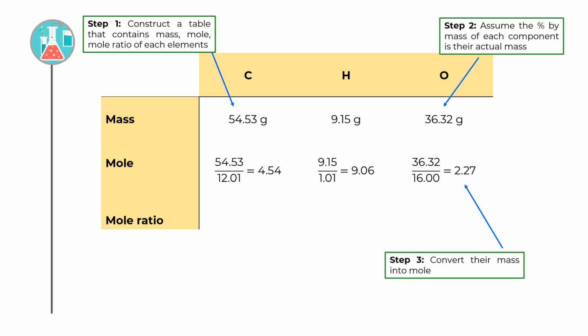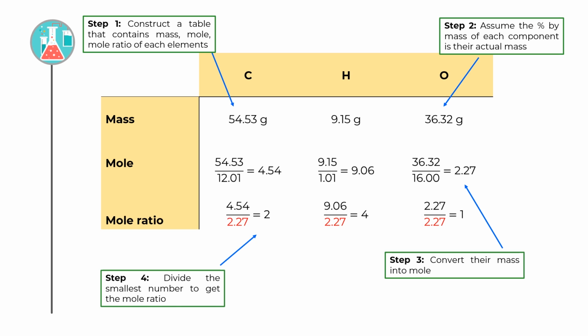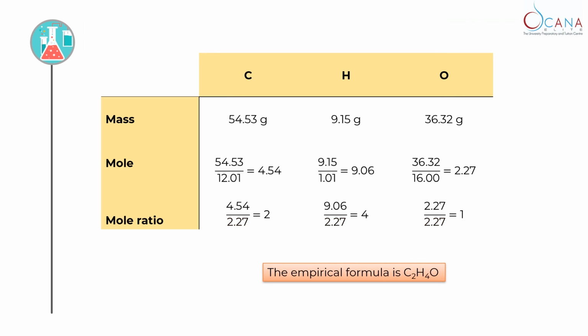And after we get the mole, in step 4, we can divide by the smallest number to get the mole ratios. Among the 3 elements, oxygen has the smallest number of moles, so we can divide the number of moles of each element by 2.27, which is the number of moles of the oxygen. Approximating to the nearest integer if necessary, the molar ratio tells us that the empirical formula is C2H4O.